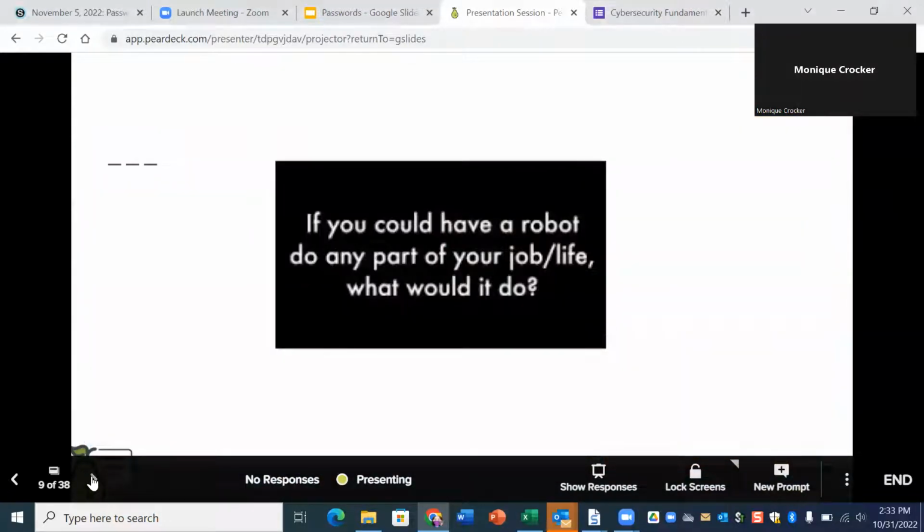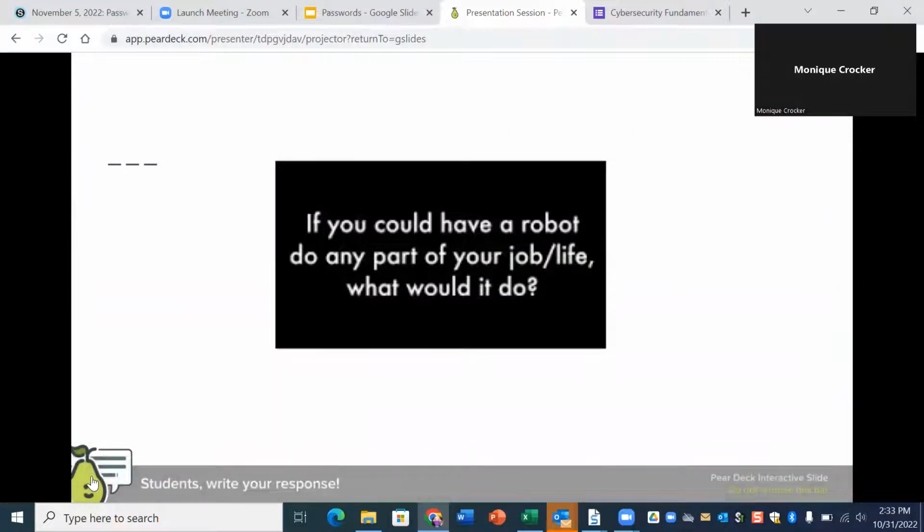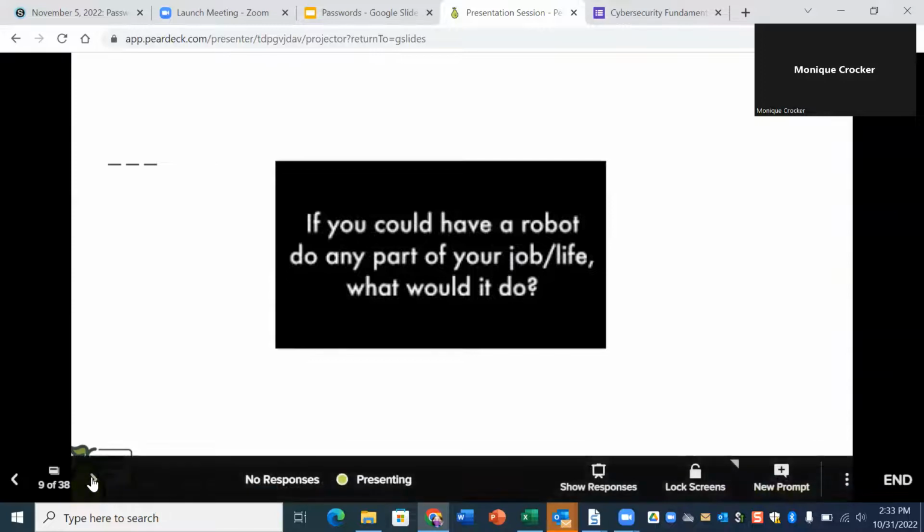I usually do about 3 of these. The third one would say, if you could have a robot do any part of your job or life, what would it do? And then some people would say, I'd have them do my homework, or go behind the wheel, or whatever it is. I would encourage the students to write your response in here or write it in chat, whatever. And then we would hopefully get them engaged and start talking about it. So we'd have about 3 of those when we would start.